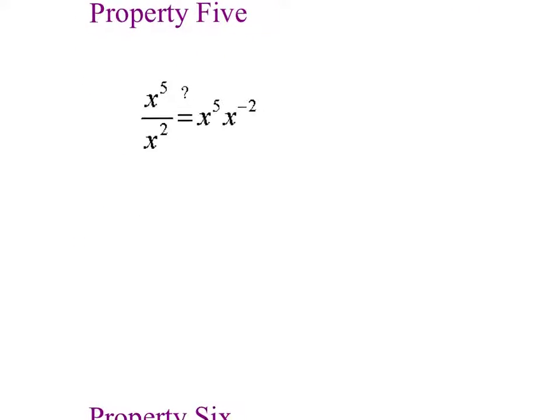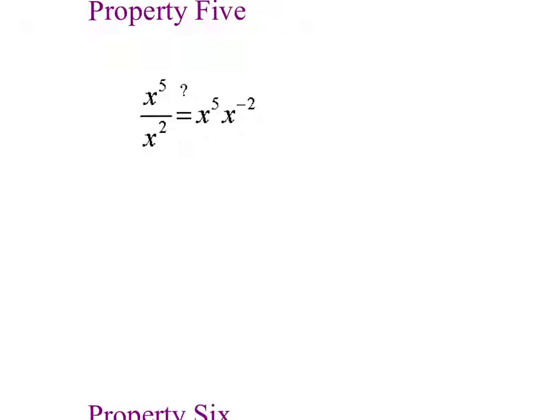So the 5th property is, let's look at the difference here. Here I have x to the 5th on top and x to the 2nd on bottom. And I'm wondering, that's why I have a question mark there, if that can be the same as x to the 5th still, but instead of x squared on the bottom, I put it on top with a negative exponent. So let's just check that out. Remember when we talked about dividing exponents, I subtracted the exponents. So I'm going to take that 5 minus the 2, and I get 3. And when you multiply the bases, we add the exponents. So 5 plus negative 2 is 3.